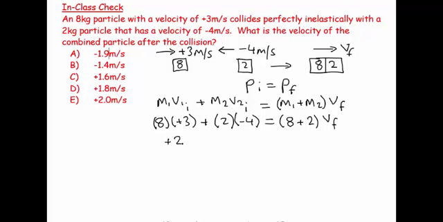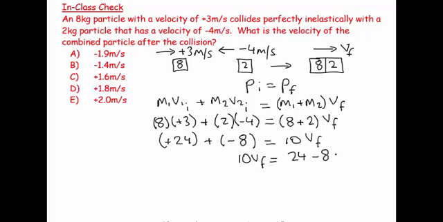So this is plus 24 added to minus 8 is equal to 10 Vf. So rearranging, 10 Vf is equal to 24 minus 8, which equals 16. So Vf is going to equal plus 16 over 10, which equals plus 1.6. And here, 1.6 meters per second. And here, the positive sign means it is traveling to the right.